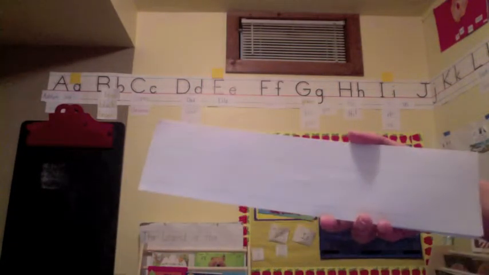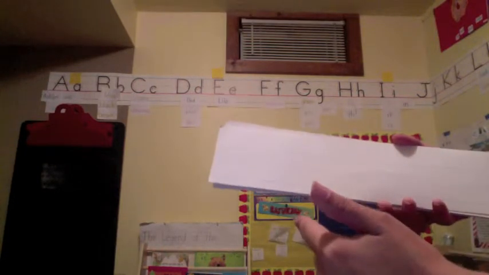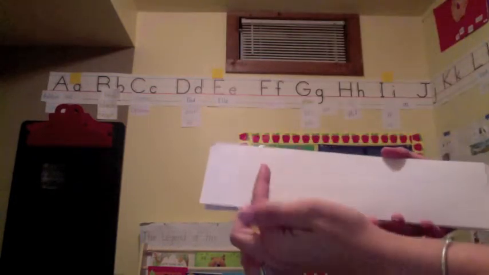These are sentence strips. Now these were actually longer, and I cut them in half because I wanted them to be a little more manageable. And one time I had them go through a magazine and cut out each letter for their spelling word. So if the word was sit, I'm just going to use that word again, they would have to go in the magazine, cut out the letter S, I, and T, and then put it on their sentence strip.